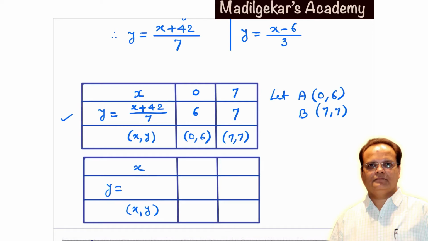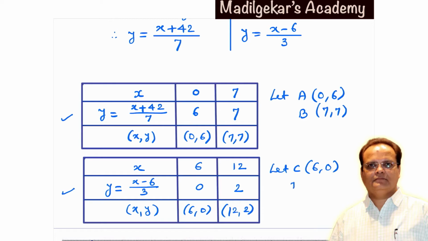Consider the second equation now. Here the y value is x minus 6 upon 3. On substituting x equals to 6, this y becomes 0. 0 by 3 is 0. So 6 comma 0 is the first point. On substituting, say 12, 12 minus 6 upon 3 gives 2. So 12 comma 2 is the second point. Let us denote these 2 points by c and d. So c is 6 comma 0 and d is 12 comma 2.